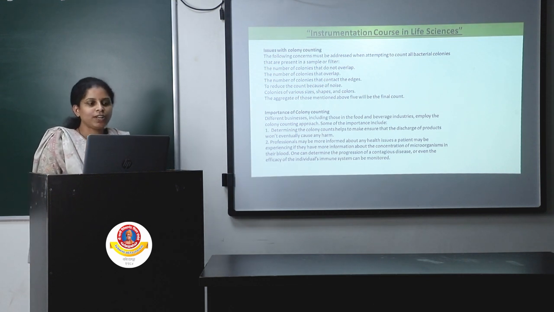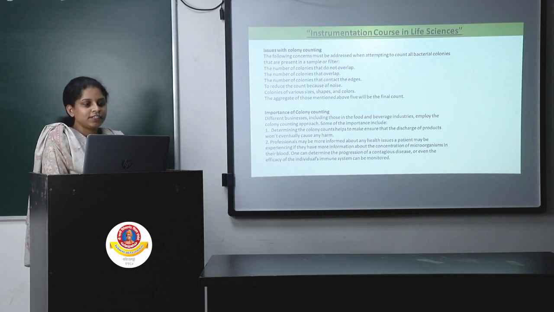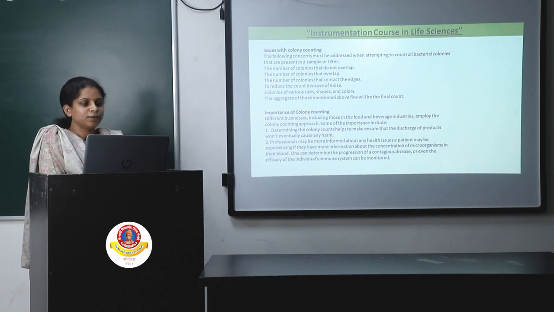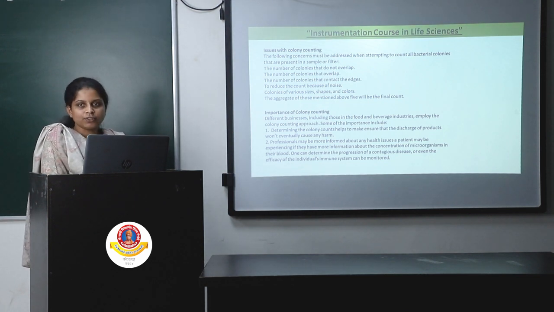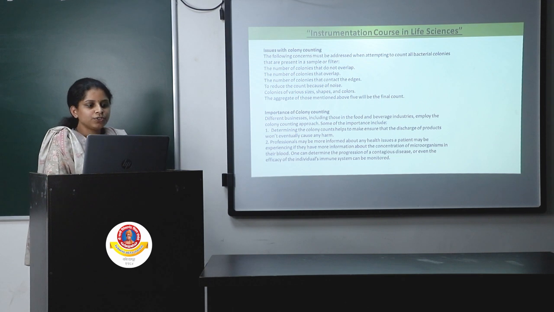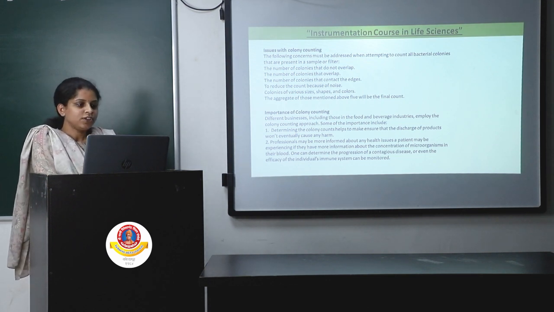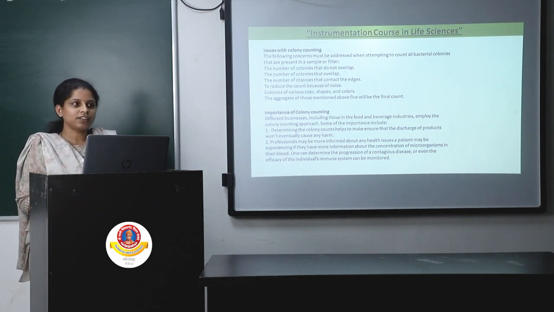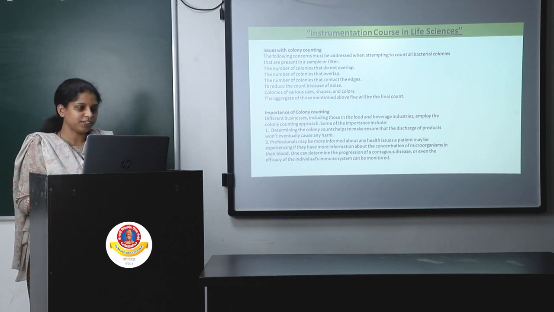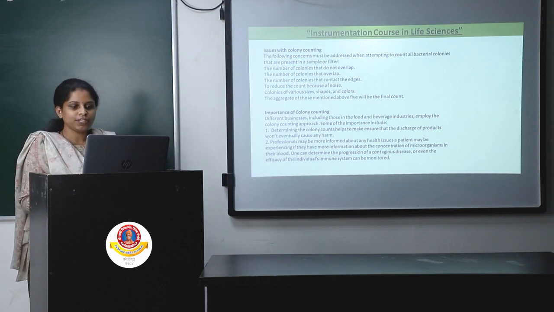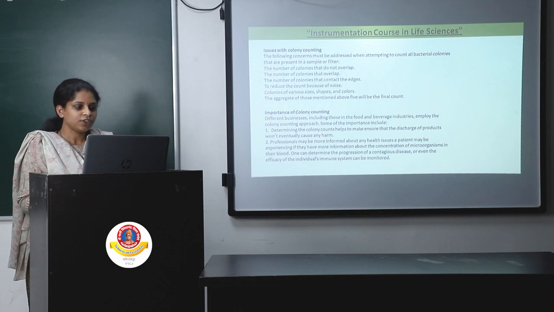There are some issues while using colony counting: the colonies should not overlap, meaning a single colony is not measured twice. Colonies in contact with the edges are also handled to reduce the count because of noise. Colonies of various size, shape and colors are produced during the growing conditions. There is some importance of colony counting: determining colony counts helps ensure that the discharge of a product will not cause any harm.